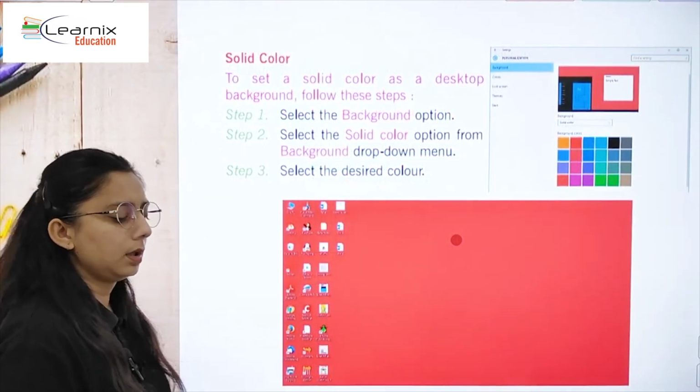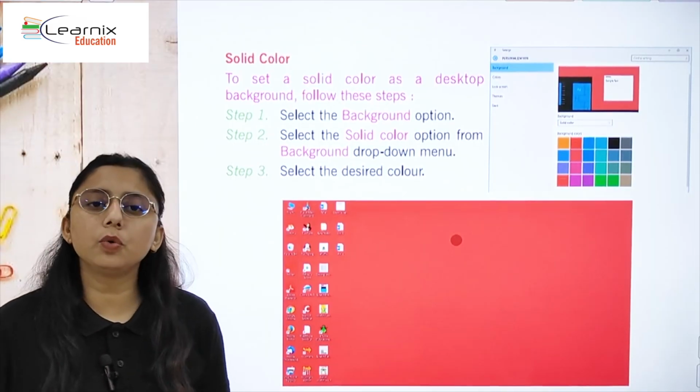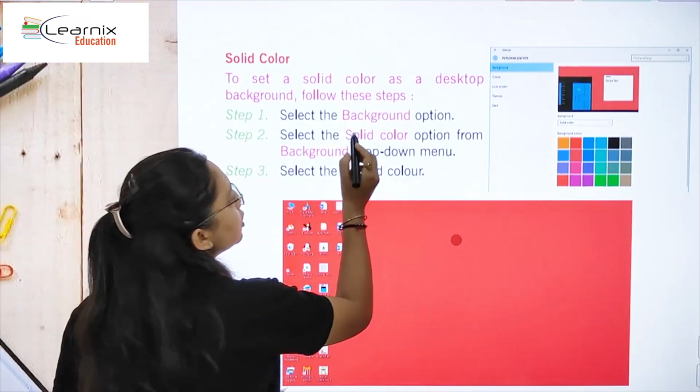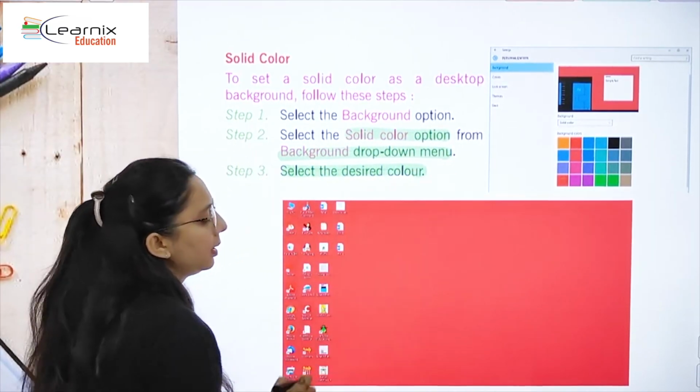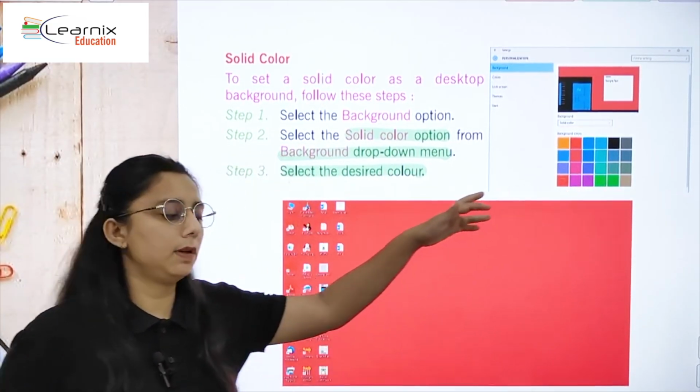Now solid color. If you want to set a solid color as the desktop background, first go to the Background option. Select the Solid color option from the Background drop-down menu and select the desired color. Whatever color you want, you can select from here.